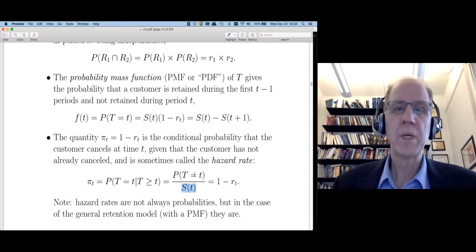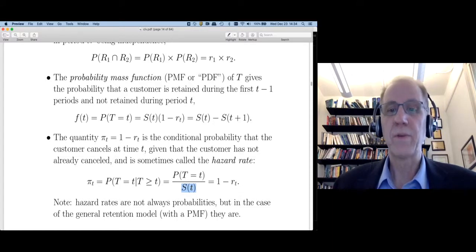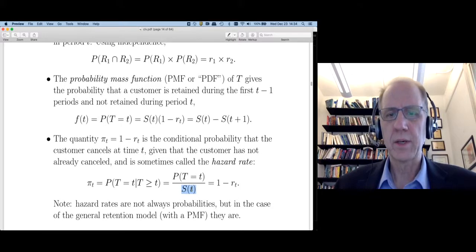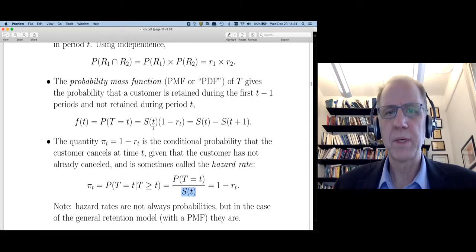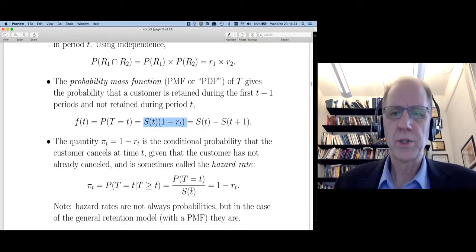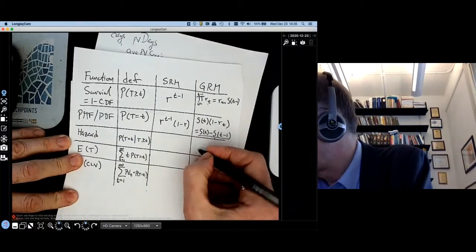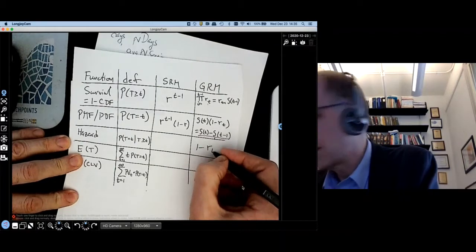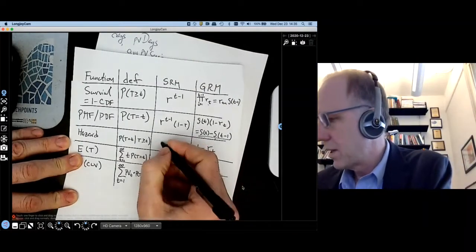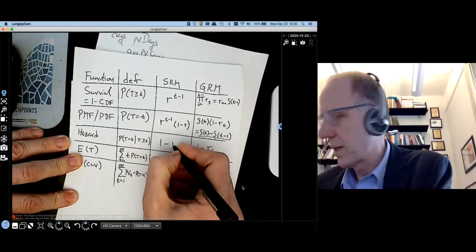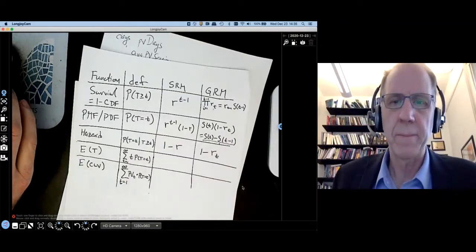So I divide the PMF by the survivor function, and if I do that, let's see what this PMF is. The PMF is sitting right here. The survivor function goes away, and we're left with just 1 minus the retention rate. So let's go fill this in. This is going to be 1 minus the retention rate at time period t. In the case of the SRM, it's just 1 minus the retention rate since they're all the same.